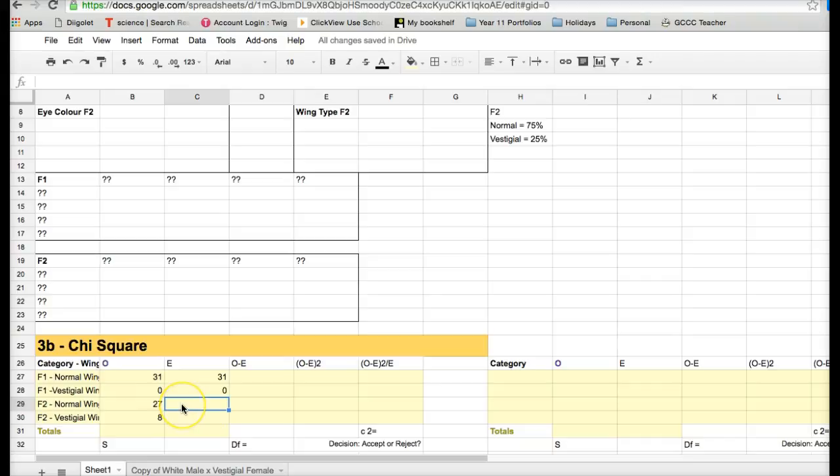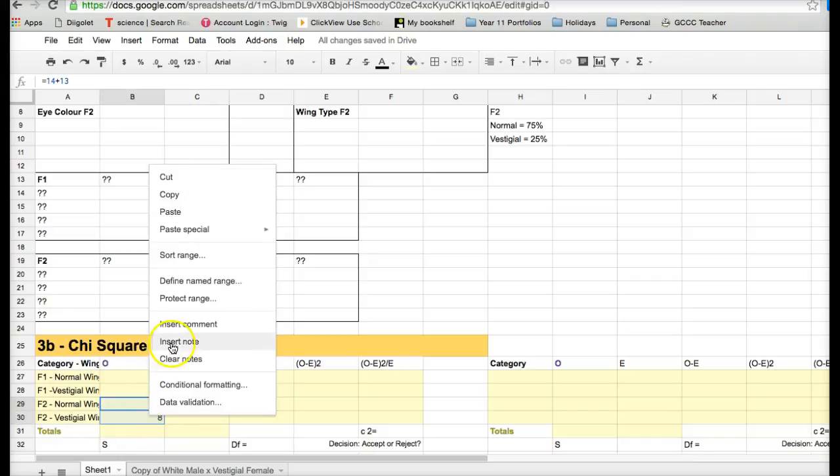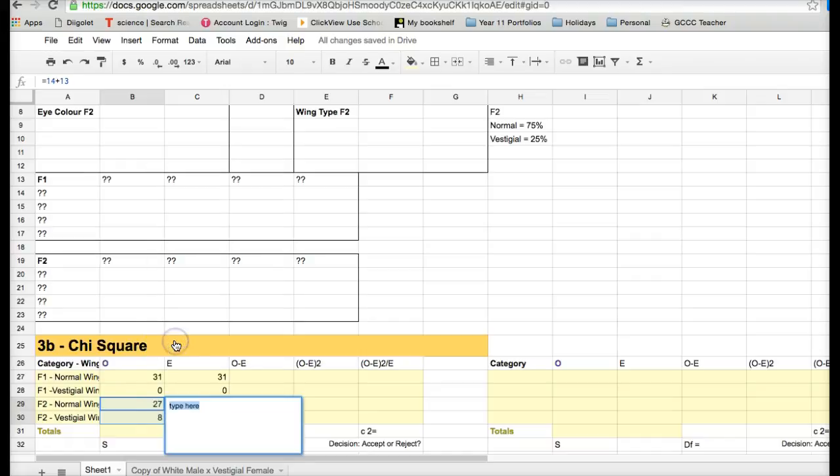Now, in the F2 generation, I expected to have 75% normal and 25% vestigial. Now, in total here, I have 27 plus 8, which equals 35. So that's my total number of flies. So I need to know my expected value will be 75% of 35 for my normal wings and 25% of 35 for my vestigial wings.